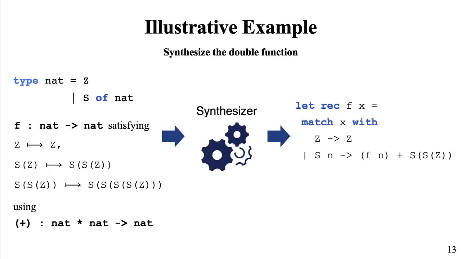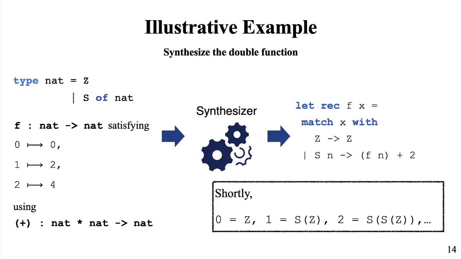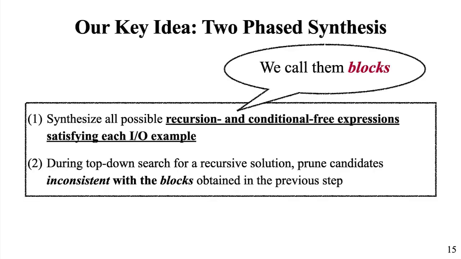Next, I will explain our key idea using the example of synthesizing the double function I mentioned earlier. Given these three input-output examples, we want to synthesize this target function. And from now on, I will use 0, 1, 2, and so on as a shorthand for natural numbers. Our key idea is to carry out synthesis in two phases. In the first phase, for each input-output example, we synthesize all possible non-recursive and conditional-free simple expressions satisfying the example. We call such simple expressions blocks.